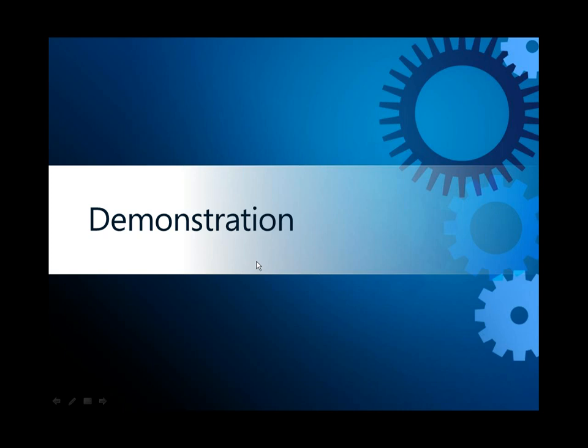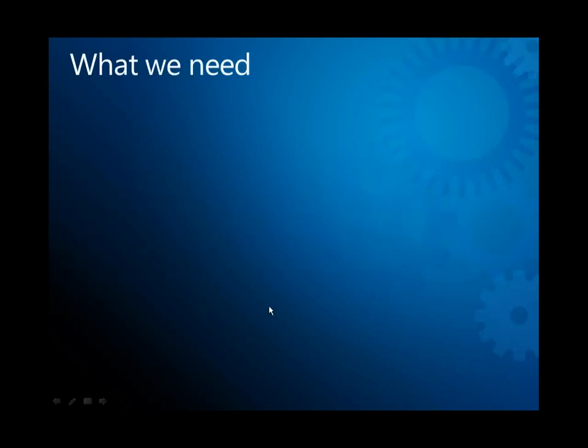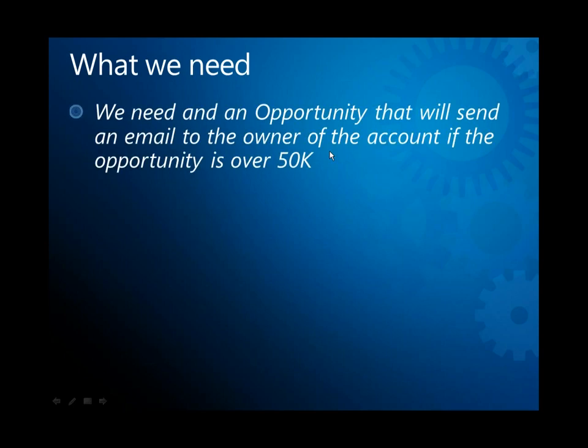All right. So moving on, let's go into a demo. What we need to do right now is we need an opportunity that will send an email to an owner if the owner of the account, if the opportunity is over 50K. Sorry, I can't even read my own screen. So we need a workflow on an opportunity that will send an email to the owner if the opportunity is over 50K, and that's the owner of the account.